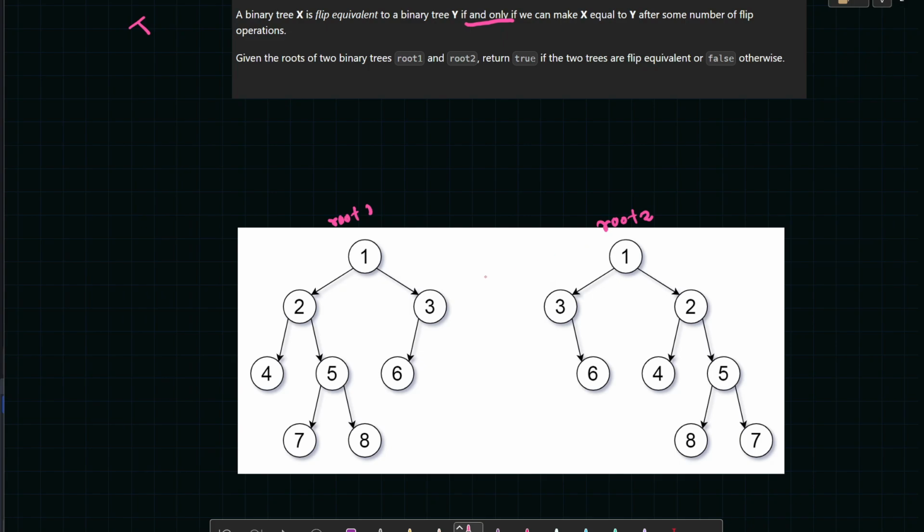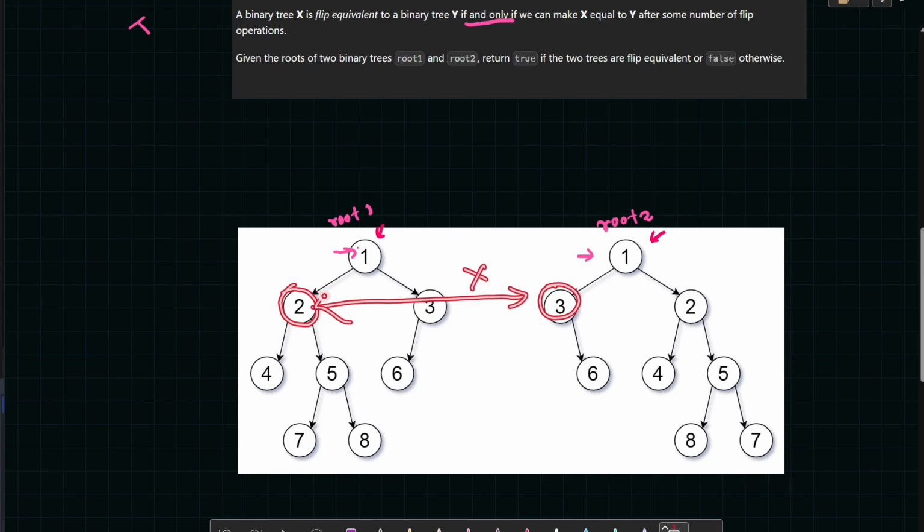What does equivalent mean? Equivalent means that every node value should be the same as the second tree's values. What am I saying? Suppose that you are standing on root 1 and you are standing on root 2. Are these two root values the same? Yes, it is the same. Then we can move further. We can simply go to the left child, and also to root 2's left child. Now you can see here is 2 and here is 3. Then definitely these two are not equal, right?